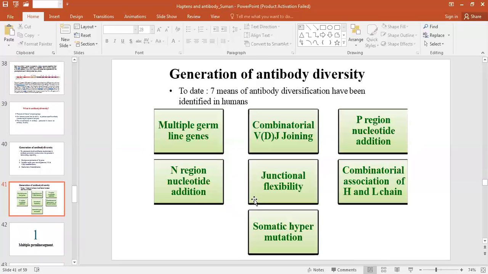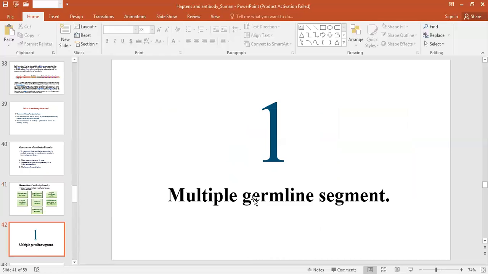So here, generation of antibody diversity. So 7 means to date of antibody diversification have been identified in human. And these 7 means are multiple germline genes, combinatorial VDJ joining, P region nucleotide addition, N region nucleotide addition, junctional flexibility, combinatorial association of the heavy and light chains, and then somatic hypermutation.